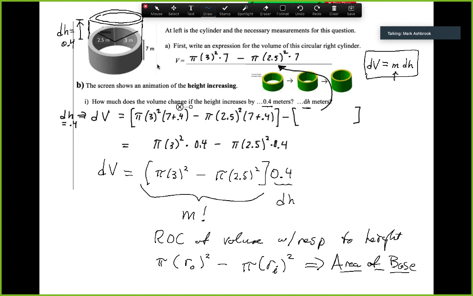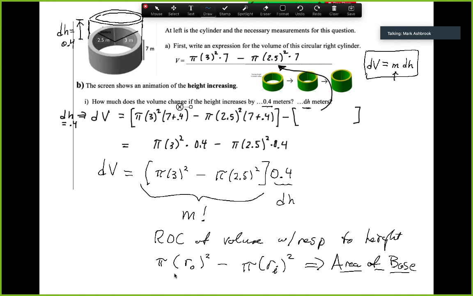And we said this earlier with area, right? The rate of change is the size of the side where the stuff is being added. Where's the stuff being added here, if the height is changing? On the top. We're adding stuff up on the top. And what's the size of the top? Constant. The area of the base.